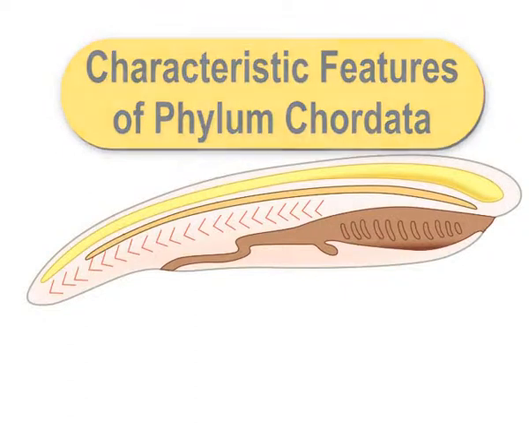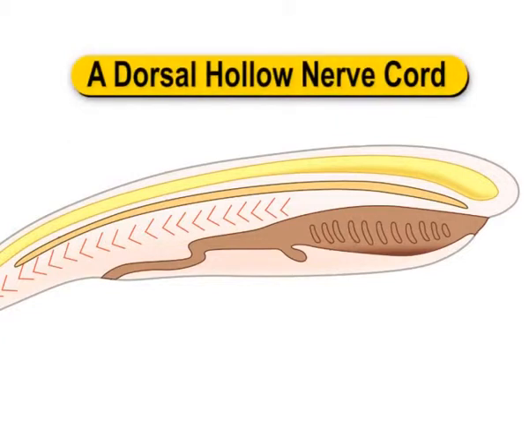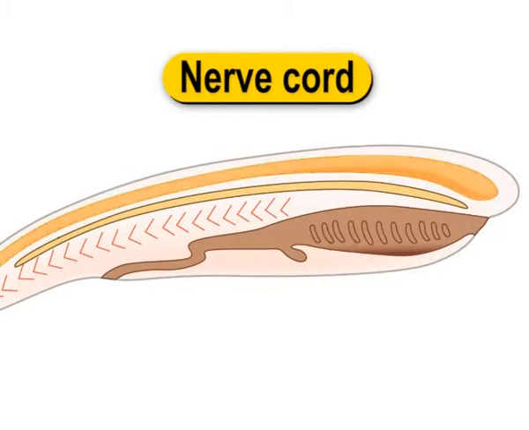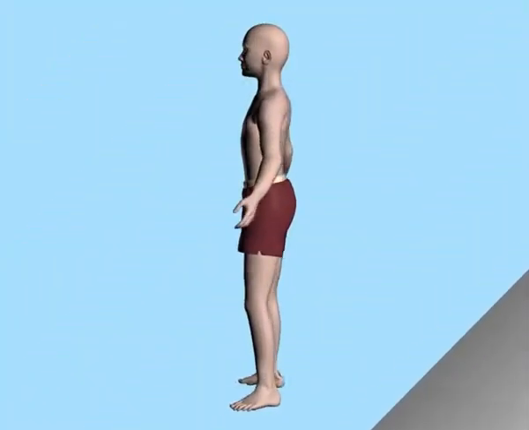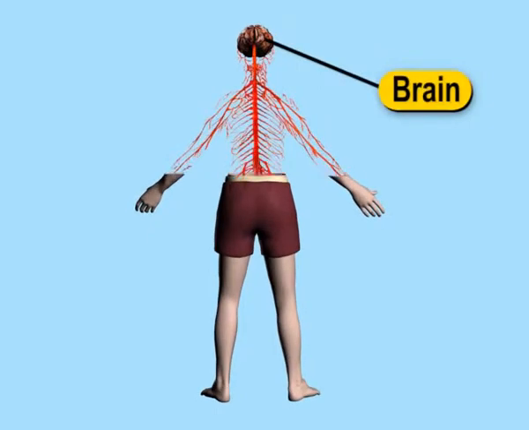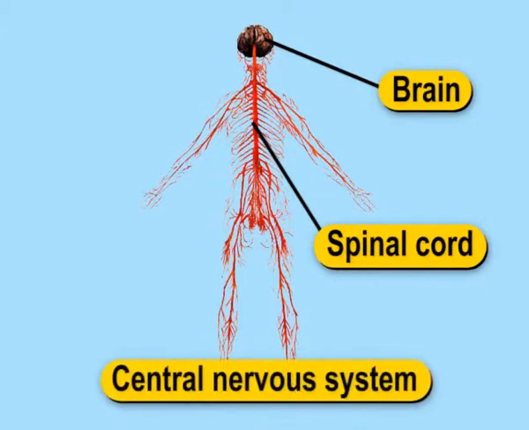All chordates exhibit these four main characteristics. A dorsal hollow nerve cord. The nerve cord of chordates develops dorsally in the body as a hollow tube above the notochord. In most species, it differentiates into the brain anteriorly and a spinal cord that runs through the trunk and tail. Together, the brain and spinal cord are the central nervous system to which peripheral sensory and motor nerves connect.